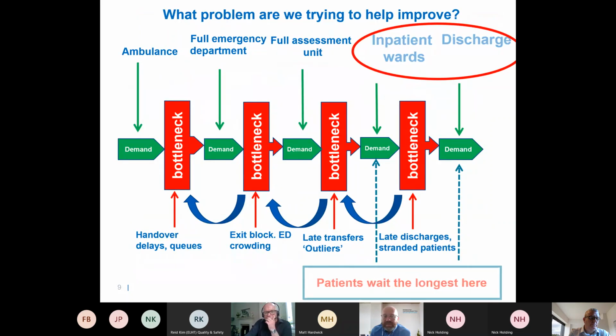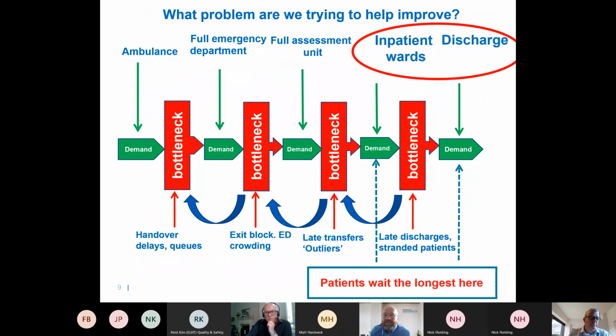So again, this brings us back to that compelling narrative. What can we do on the inpatient wards and through the discharge processes to reduce waste, to reduce the amount of time that people are waiting, and to ensure that they're discharged in a safe and timely manner? And safe is obviously as important as timely.